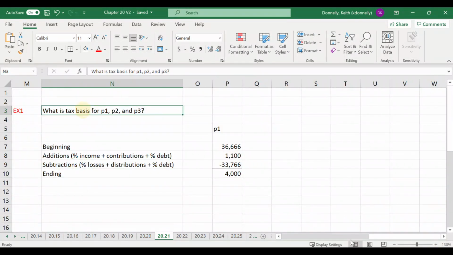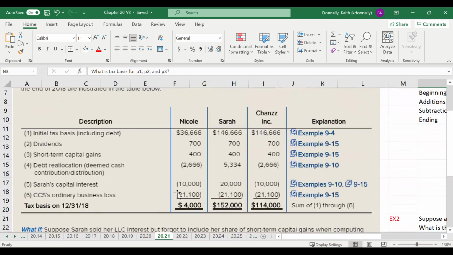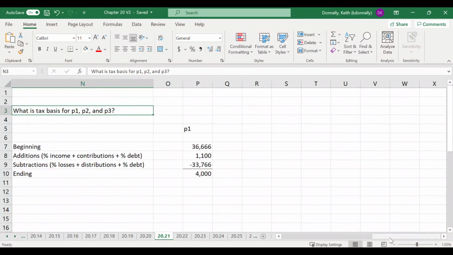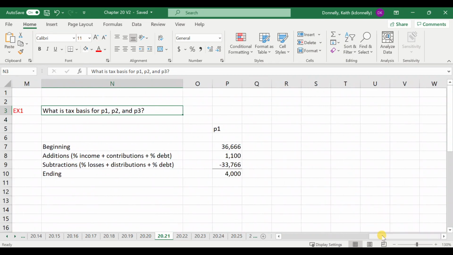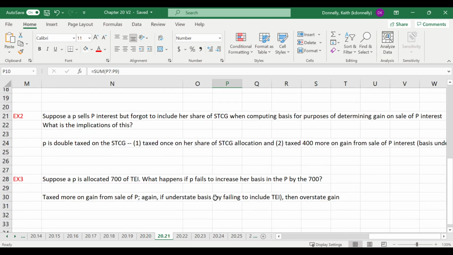21 is just showing, and you can look at the facts over here if you specifically wanted to see it, can you do a basis calc for us? It looks like our beginning basis was this. We added our percentage of income, subtracted our percentage of losses, which gives us our ending or adjusted outside basis.